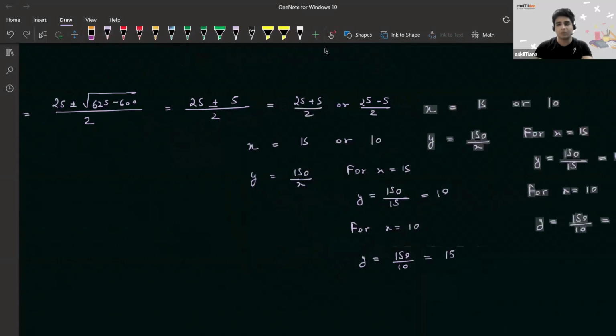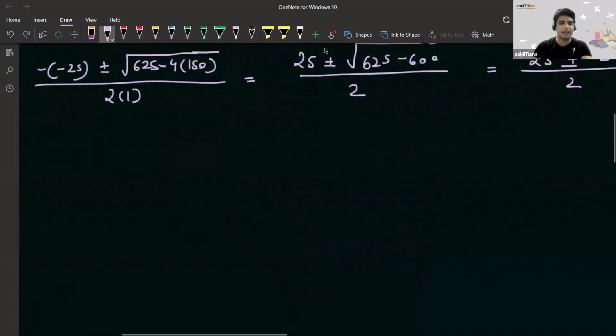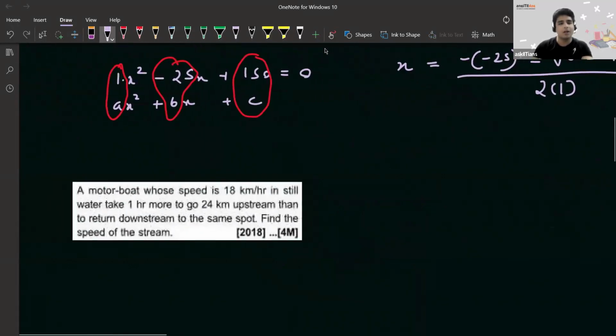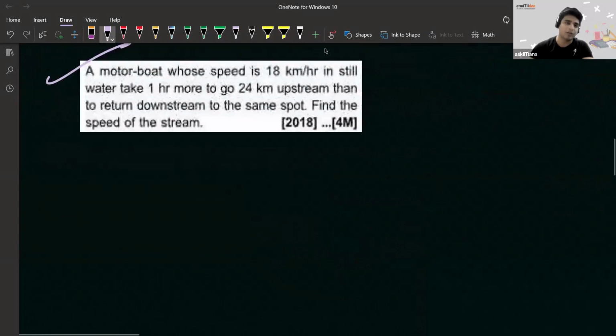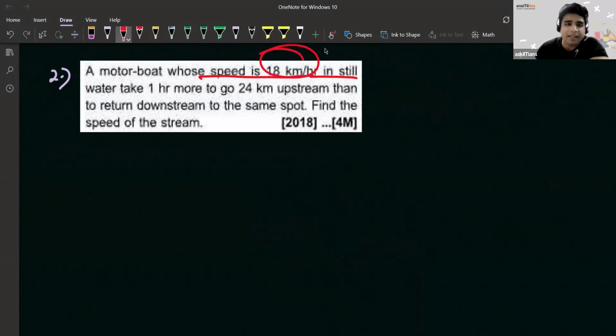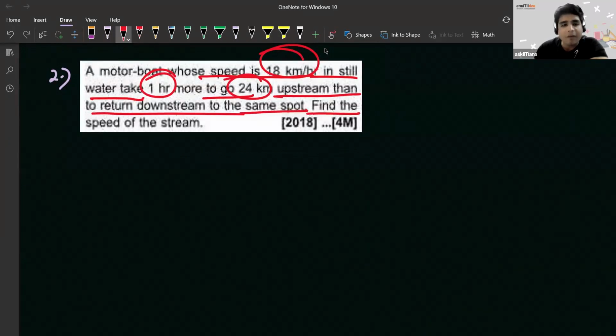Clear? Next question, everyone. Now, next question is a very favorite question of most of the time for the board. Okay, so second question, everyone. A motorboat whose speed is 18 kilometer per hour in still water can take 1 hour more to go 24 kilometer upstream, than to return downstream to the same spot. Find the speed of the stream, everyone.